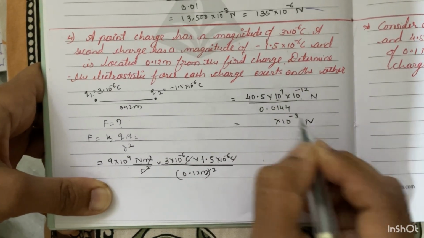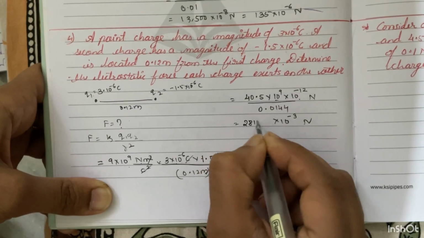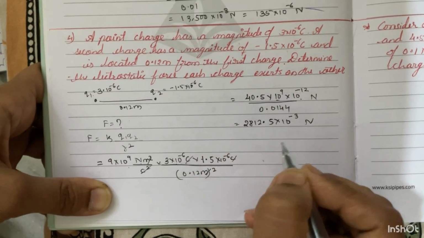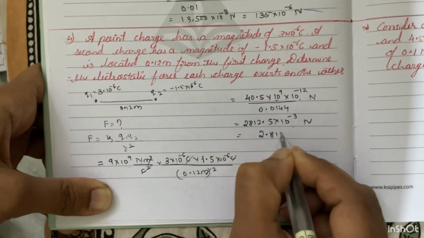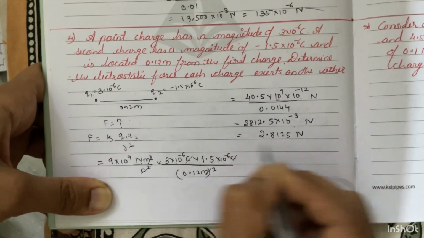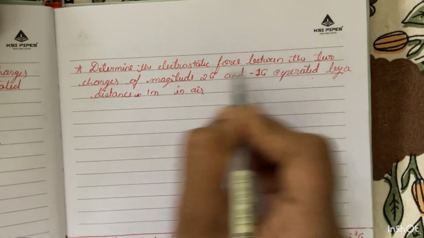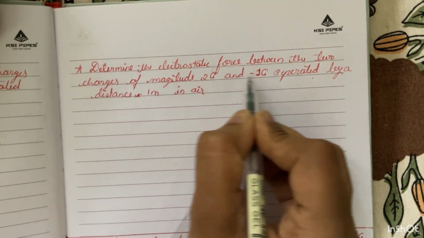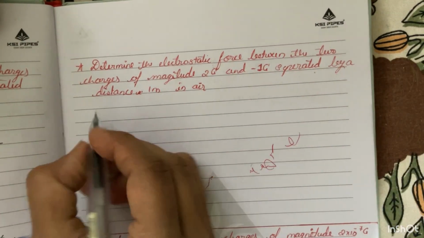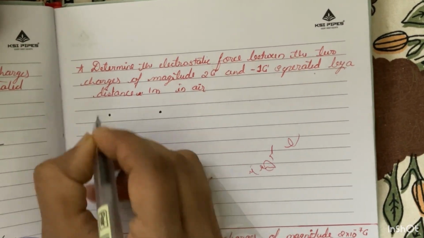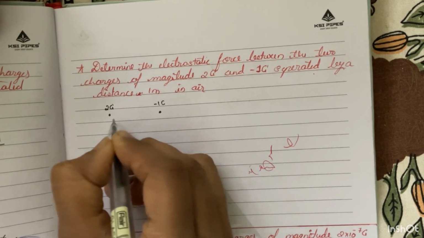Okay, now when I simplify this, I'll get the answer as 2812.5 here. Okay, now what I will do, we can just write this as 2.8125 Newton. Okay, determine the electrostatic force between two charges of magnitude 2 coulombs and negative 1 coulomb separated by a distance of 1 meter in air. So here we have two charges, and one charge has 2 coulombs and another one has negative 1 coulomb here.